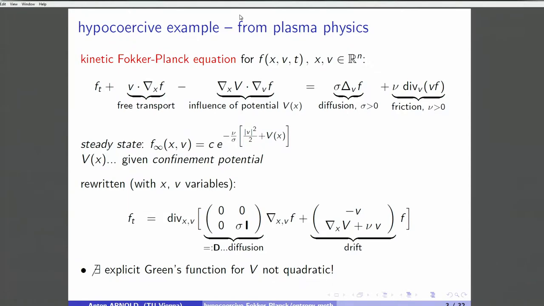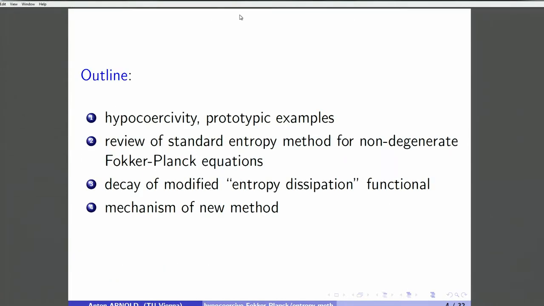And that is somehow the motivation for what I'm discussing here. So here's the outline of my talk. I will start defining the notion of hypocoercivity that is related to these degenerate Fokker-Planck equations or degenerate evolution equations. And I will give you prototypical examples to illustrate what this notion means. Then I will give you a short review of the standard entropy method.